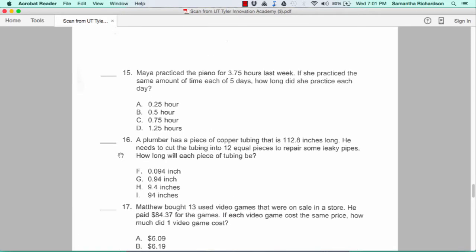Number 15. Maya practiced the piano for 3.75 hours last week. If she practiced the same amount of time each of 5 days, how long did she practice each day? A. 0.25 hour. B. 0.5 hour. C. 0.75 hour. D. 1.25 hours.